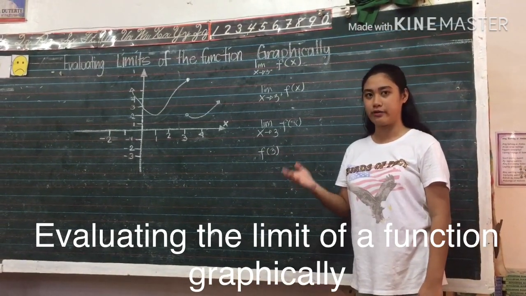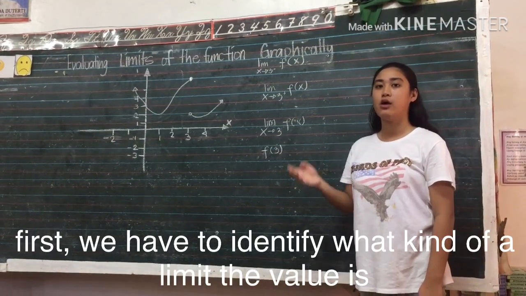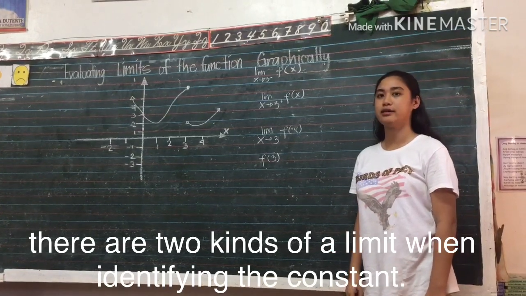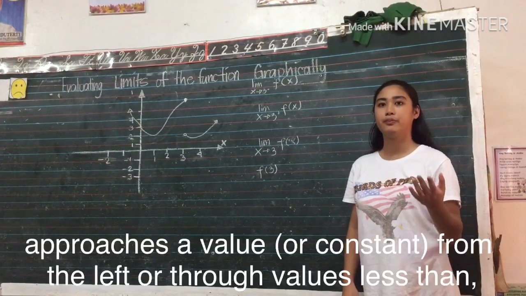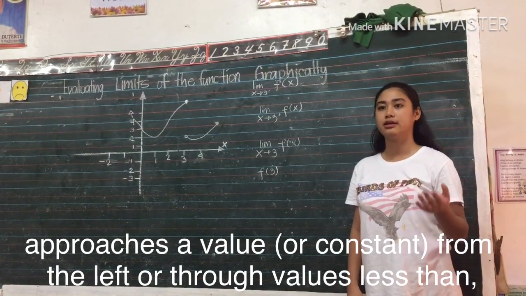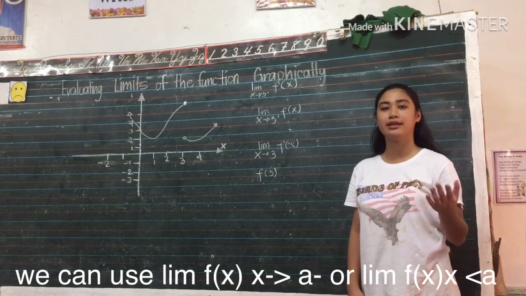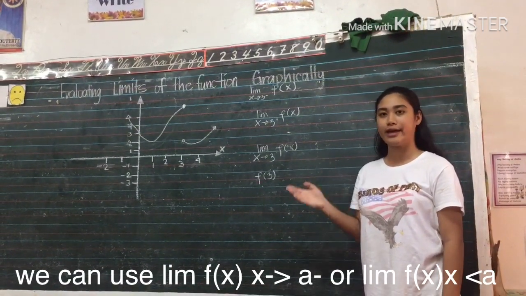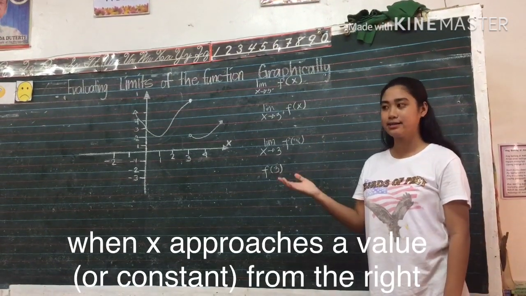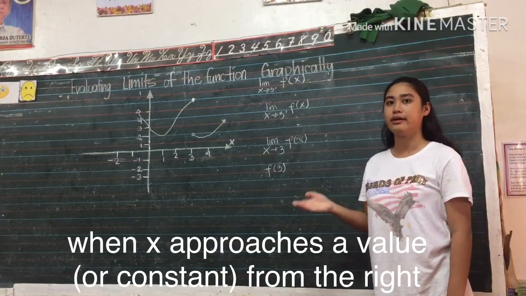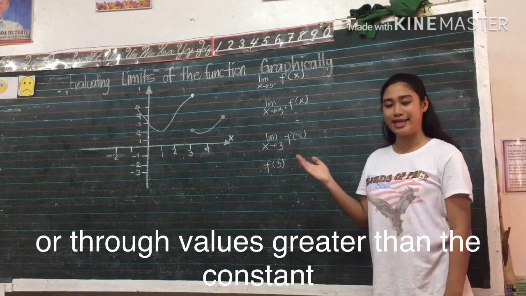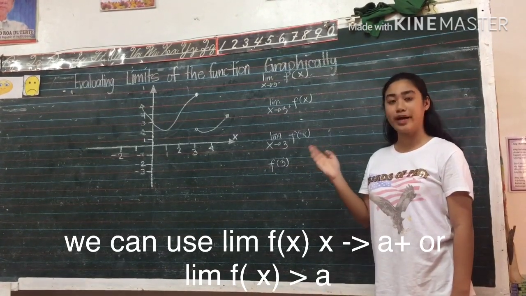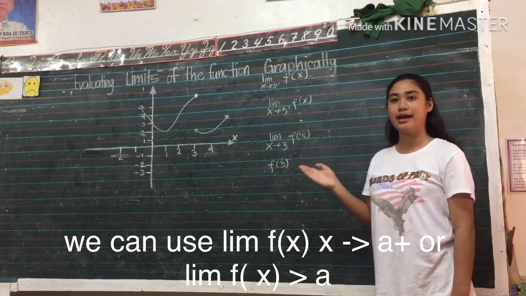To evaluate the limit of a function graphically, first we have to identify what kind of limit it is. There are two kinds of limit when identifying the constant. When x approaches a value or constant from the left, or through values less than a, we can use the limit as x approaches a negative, or the limit as x less than a. When x approaches a constant from the right, or through values greater than the constant, we can use the limit as x approaches a positive, or the limit as x greater than a.